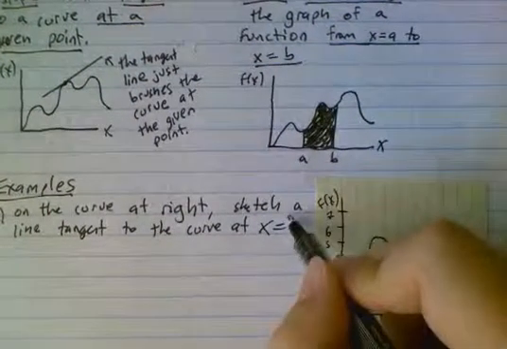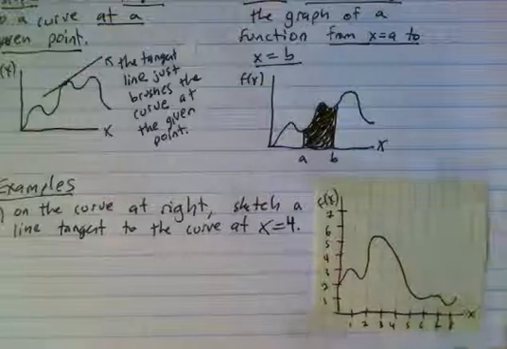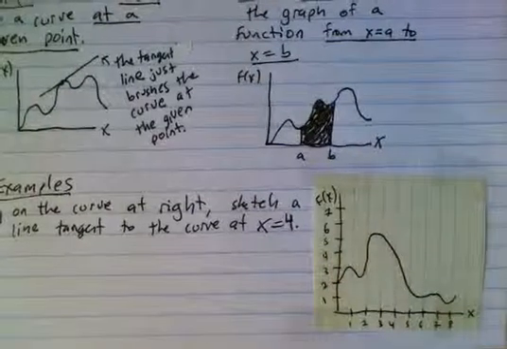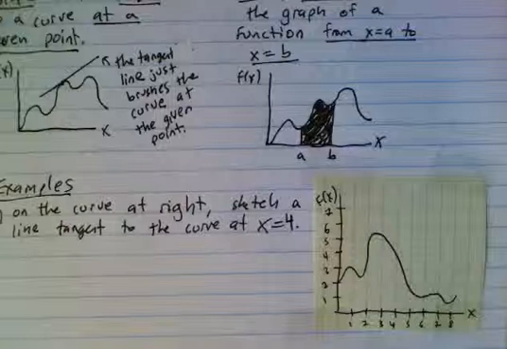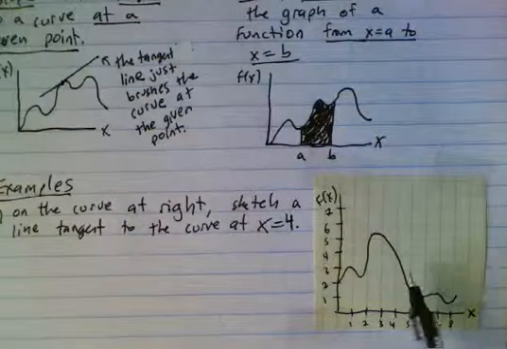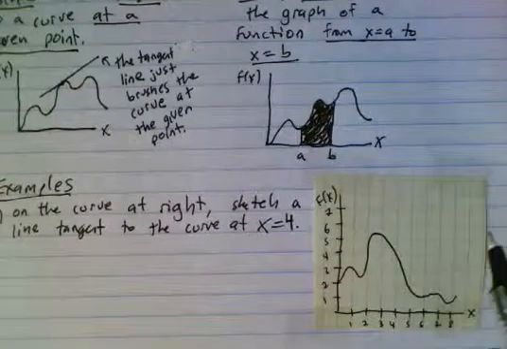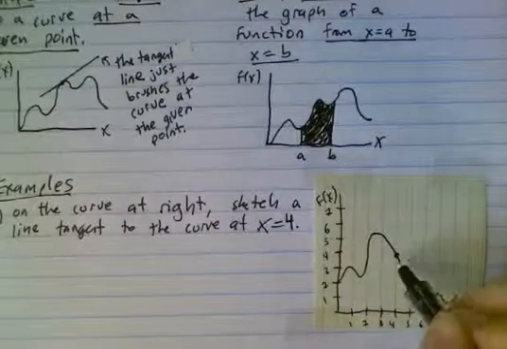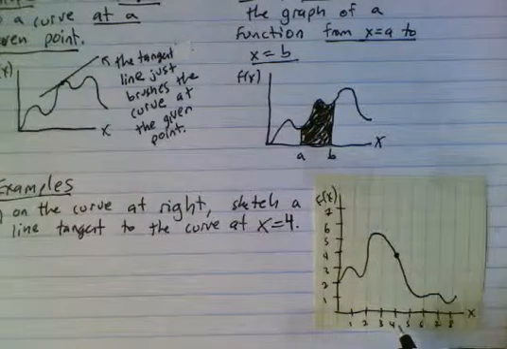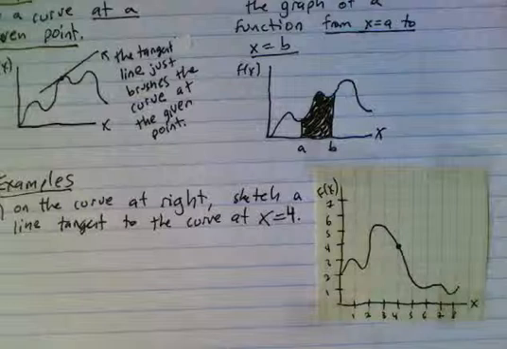Sorry, this should be x equals 4. Tangent to the curve at x equals 4. So the idea with the tangent line is we want to just barely brush this curve, and we want to do it right where x equals 4. So that's this point right here, x equals 4. By coincidence, y also equals 4, but I'm looking specifically at x there.